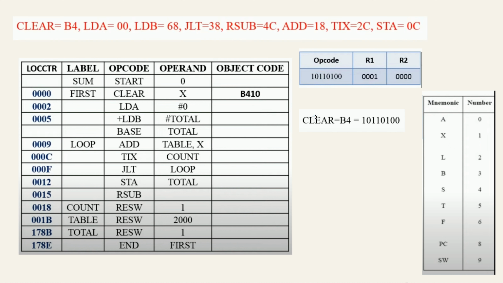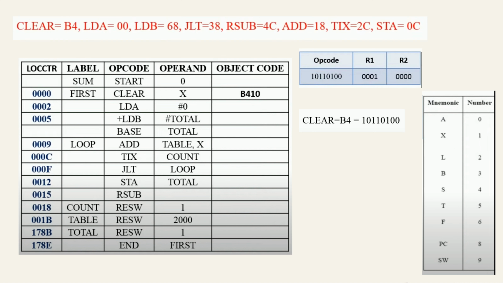This is a format 2 instruction, and the value for clear is already given. It is B4. How do we represent it in bit format? B means 11, correct? So what is the value for B? 8, 9, 10, 11, which is 1, 0, 1, 1. What is the value for 4? 0, 1, 0, 0. This is the representation in the form of bits, correct?